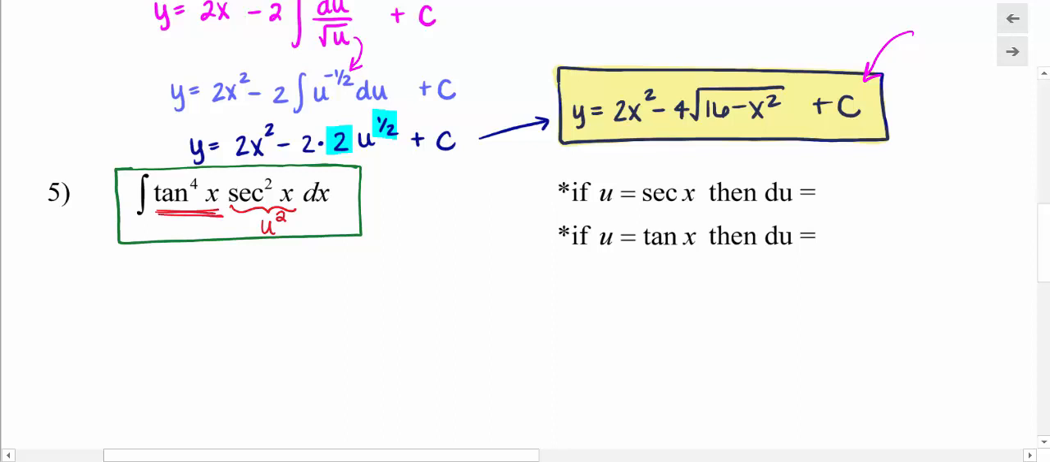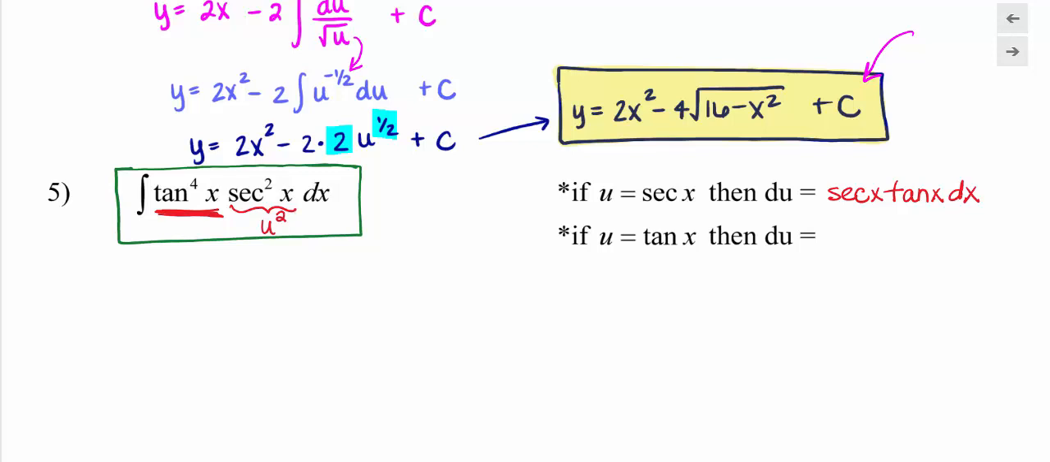So for example, if u is secant x, then du, well, the derivative of secant x is secant x tangent x dx. And that is going to give me problems because I want that to divide into that tangent to the 4th nice and even, and that doesn't look like that's going to happen. So just take a quick pause and try the other trig function.